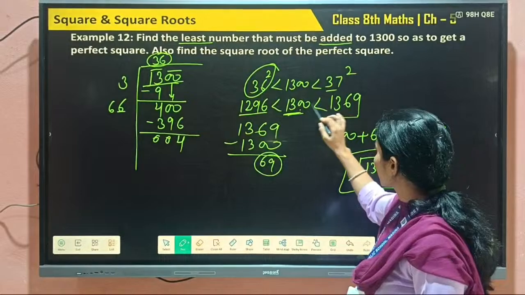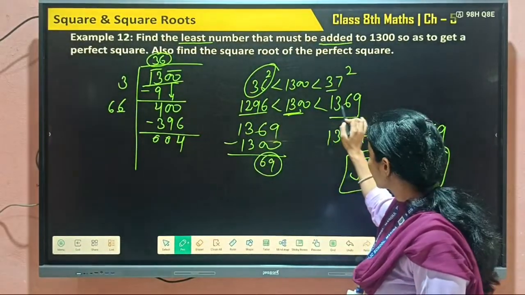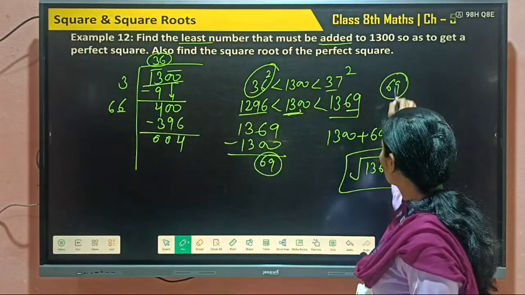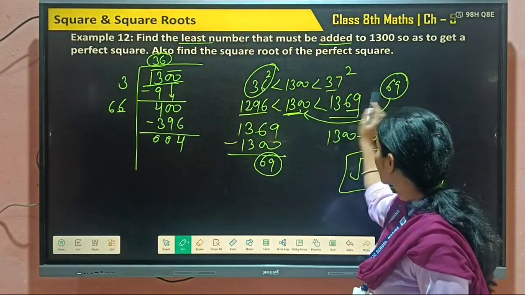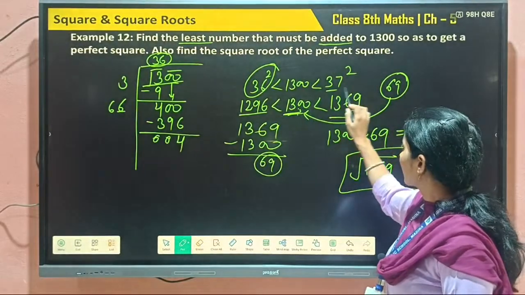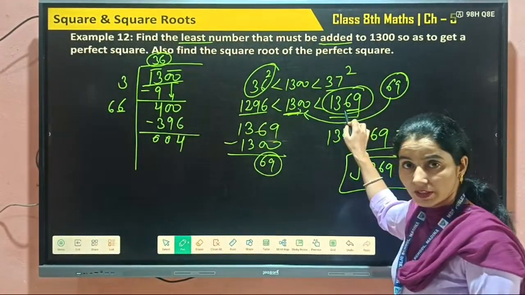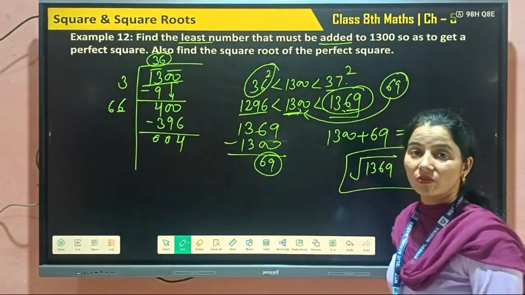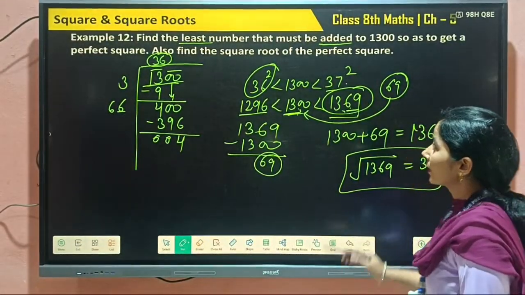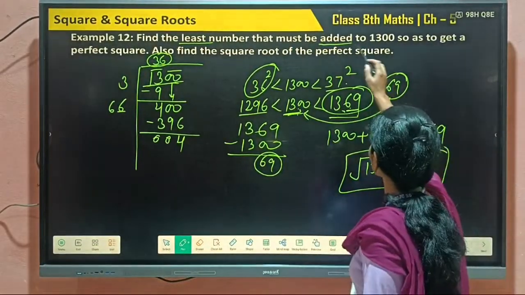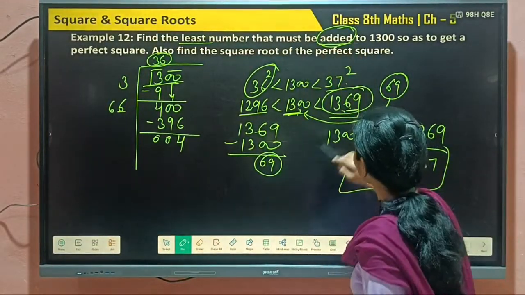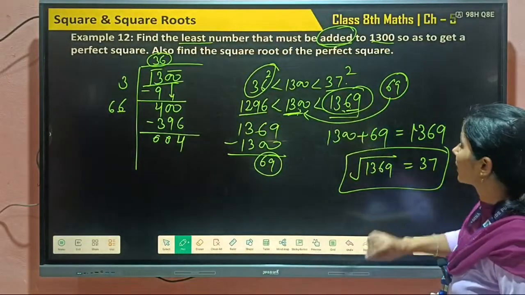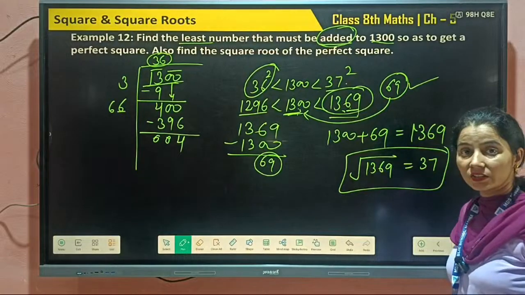This number is greater than 1300 by 69. If I add 69 to 1300, I will get a perfect square number. What will be its square root? Its square root will be 37. So we got that the smallest number that must be added to the given number so that it becomes a perfect square number is 69.